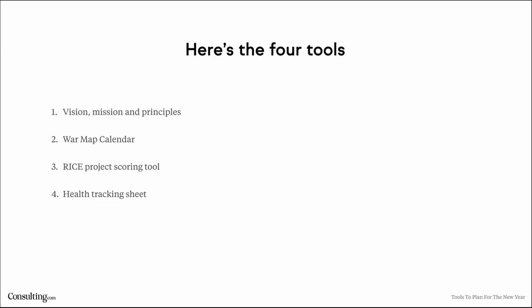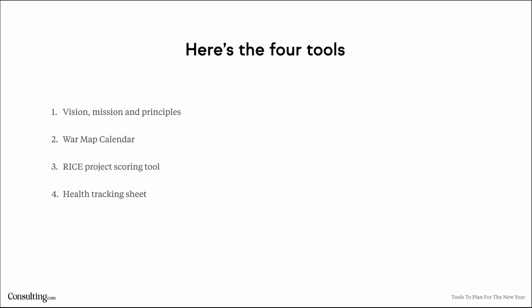The second one is the War Map Calendar. This is a tool that you can use so that you can plan your attack for the new year, plot in your major initiatives and things, and then execute them and keep track of them and monitor them day to day. The third one is called the RICE Project Scoring Tool.